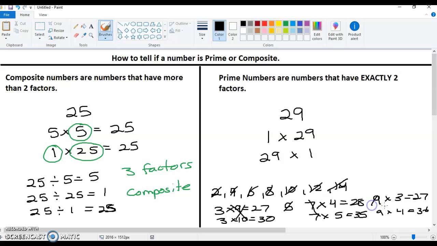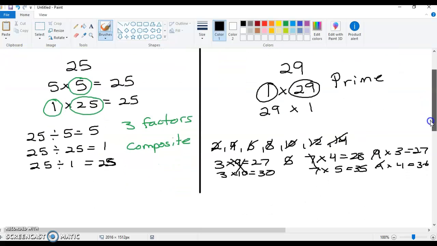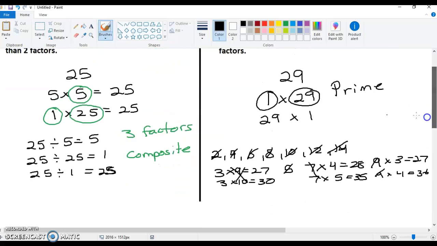So you can see I'm trying to use all the possible numbers to find factors, but unfortunately 29 only has 2 factors. It only has 1 or 29. So because I can only use those 2 factors and multiply them to get 29, then 29 is considered prime. So if you've got more than 2 factors, composite, exactly 2 are considered prime.